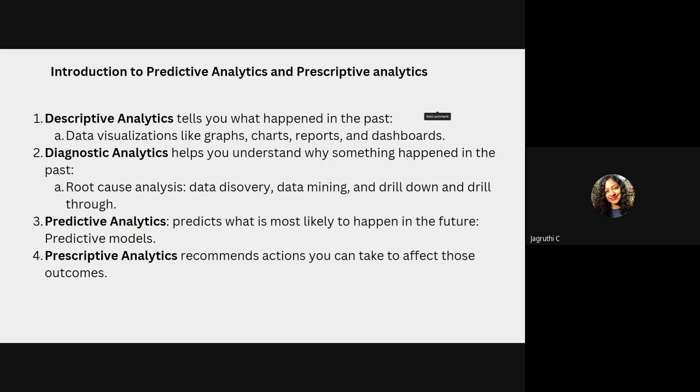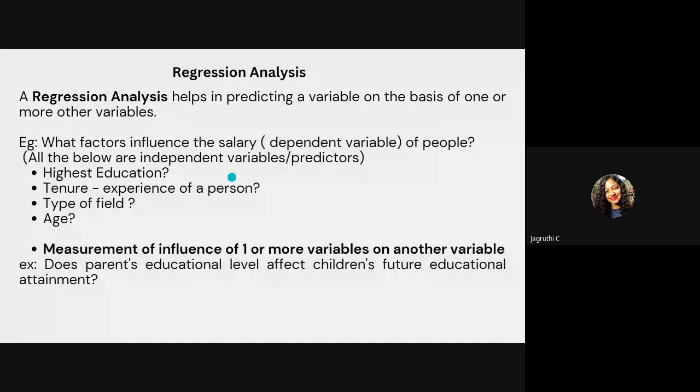So coming to prescriptive analytics, along with prediction, this system also recommends actions that you can take in order to come up with your desirable outcomes. So these were the four types of analytics here. There are a couple of analyses that actually fall into predictive analysis: you have your regression analysis, you have your time series analysis, you do your forecasting using time series. Now getting into what regression actually means.